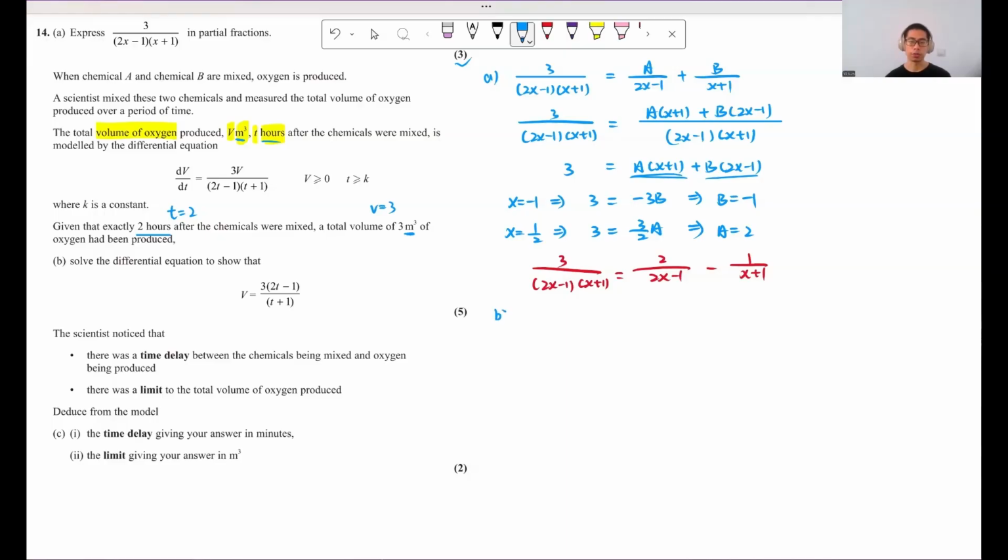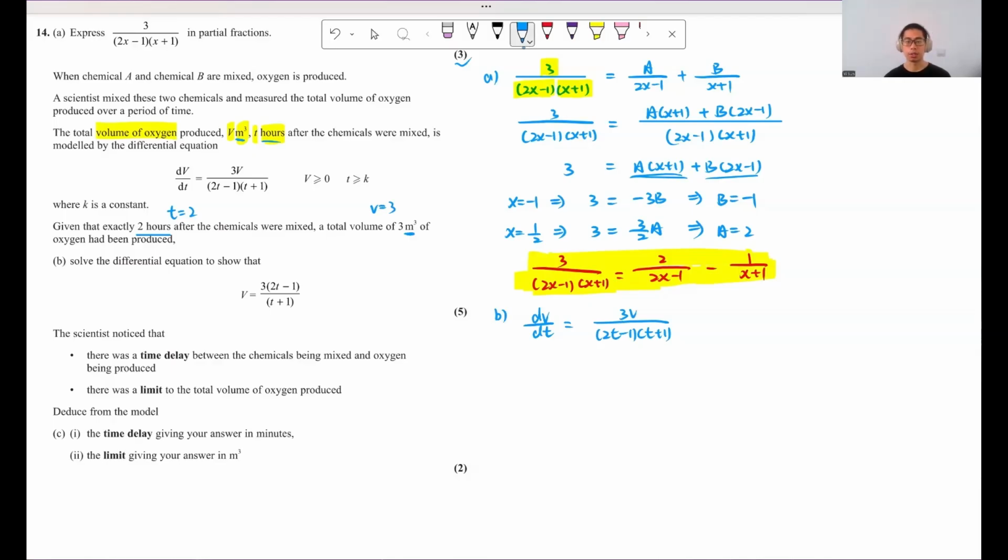So, okay, let's solve the differential equation. We have dV over dt equal to 3V over (2t minus 1)(t plus 1). What I would do is divide by V for both sides, because in part A, we already showed 3 over (2x minus 1)(x plus 1) is equal to 2 over (2x minus 1) minus 1 over (x plus 1). So if we don't know that, you can divide by 3V for both sides.